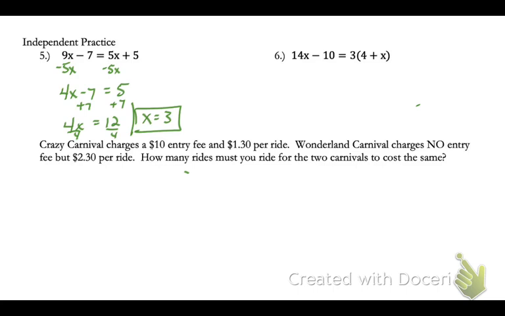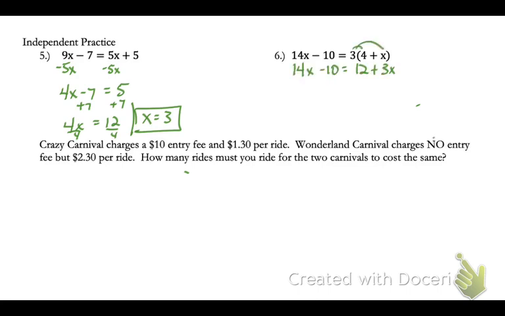All right, welcome back to number 5. So the answer that you should have got is x equals 3. If you did not, look at my steps. So you should have combined your x's. I moved my 5x over to the left side, got 4x minus 7 equals 5. Then I added my 7 and divided by 4.